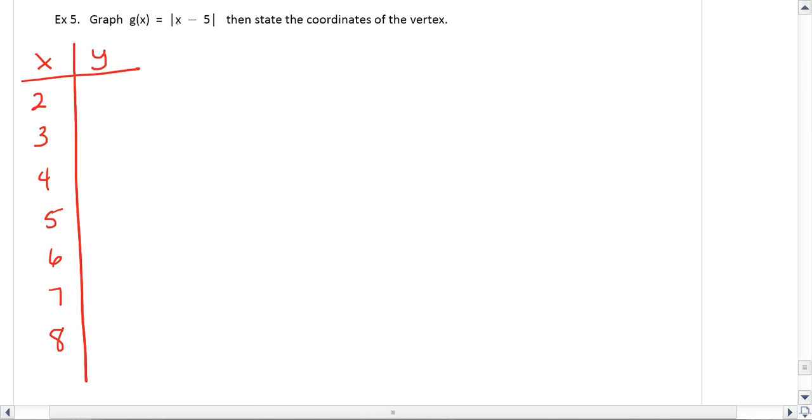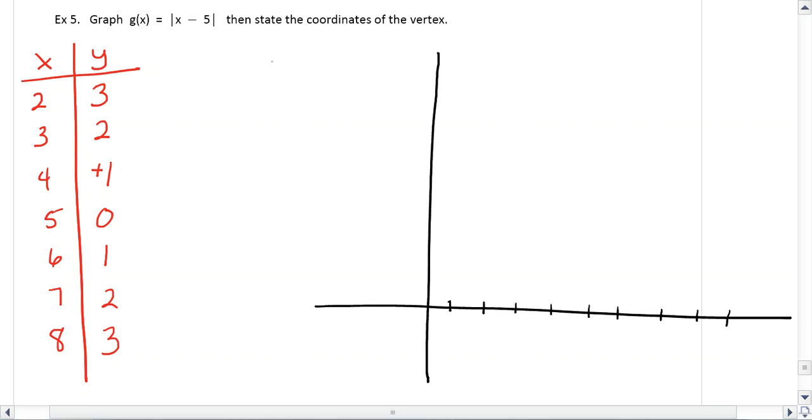So putting in the 2, take away 5 is -3, which becomes +3. Putting in the 3, negative 2 is positive 2, negative 1 is positive 1. Putting in the 5, we get 0. Putting in the 6 is 1, 7 is 2, 8 is 3. So now let's graph these and see what it looks like. So here at 2, I'm up at 3.